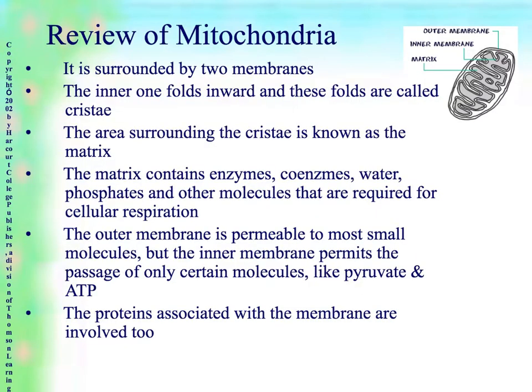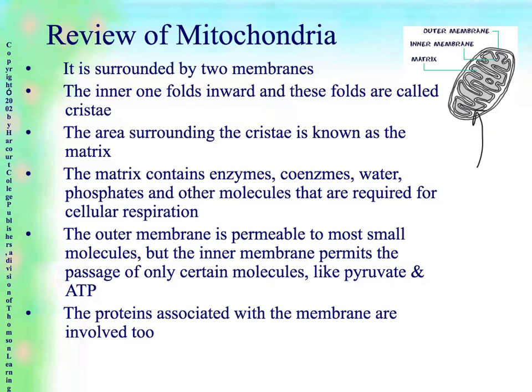All right, before we get into cellular respiration, we need to review the mitochondria structure. Remember, it has a double membrane, an outer membrane and an inner membrane. The inner one folds inward, and those folds are called cristae. So the cristae are located right there, those lines. The area surrounding the cristae is known as the matrix, and that's where the enzymes are. The coenzymes are there, the water's there, the phosphates, and any other molecules that are required for cellular respiration.